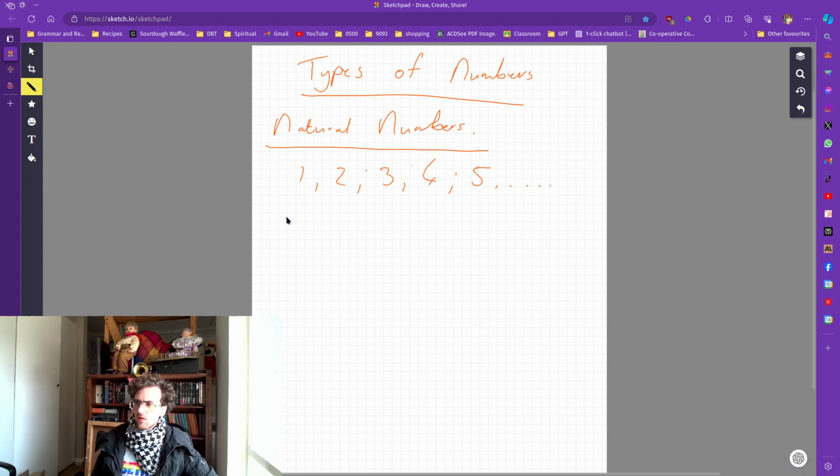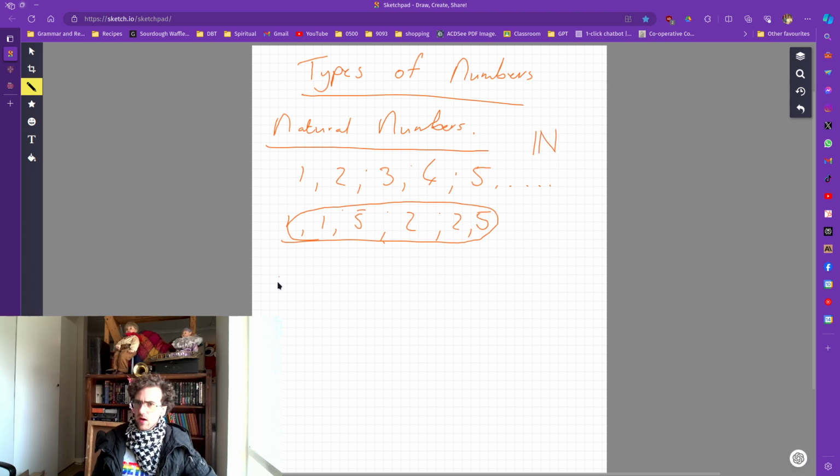Now we're not going to count 1, 1.5, 2, 2.5. That's not really how we count. That's not natural, right? So this is your natural numbers, and the way that we write the symbol for this is N, like this. Okay.